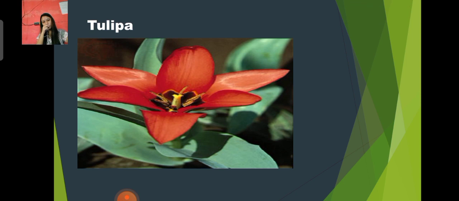Next picture is a tulipa. Tulipa is a perfect flower with floral structure in multiples of three. Tulipa, or called tulip, has a three-lobed stigma, six stamens, and six distinct perianth parts.